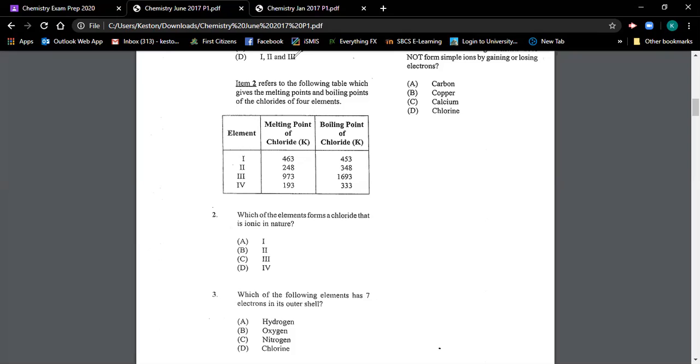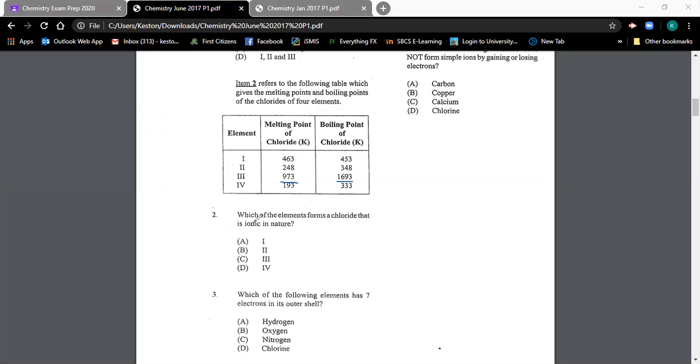Good, Kira. Anybody else? So yes, you guys are all correct. We're looking for one that has a very high melting point and a very high boiling point, because we know the ionic bonding usually is very strong. It requires a lot of energy to break those bonds. So C is our correct answer for that one. Very good. All right, 3.